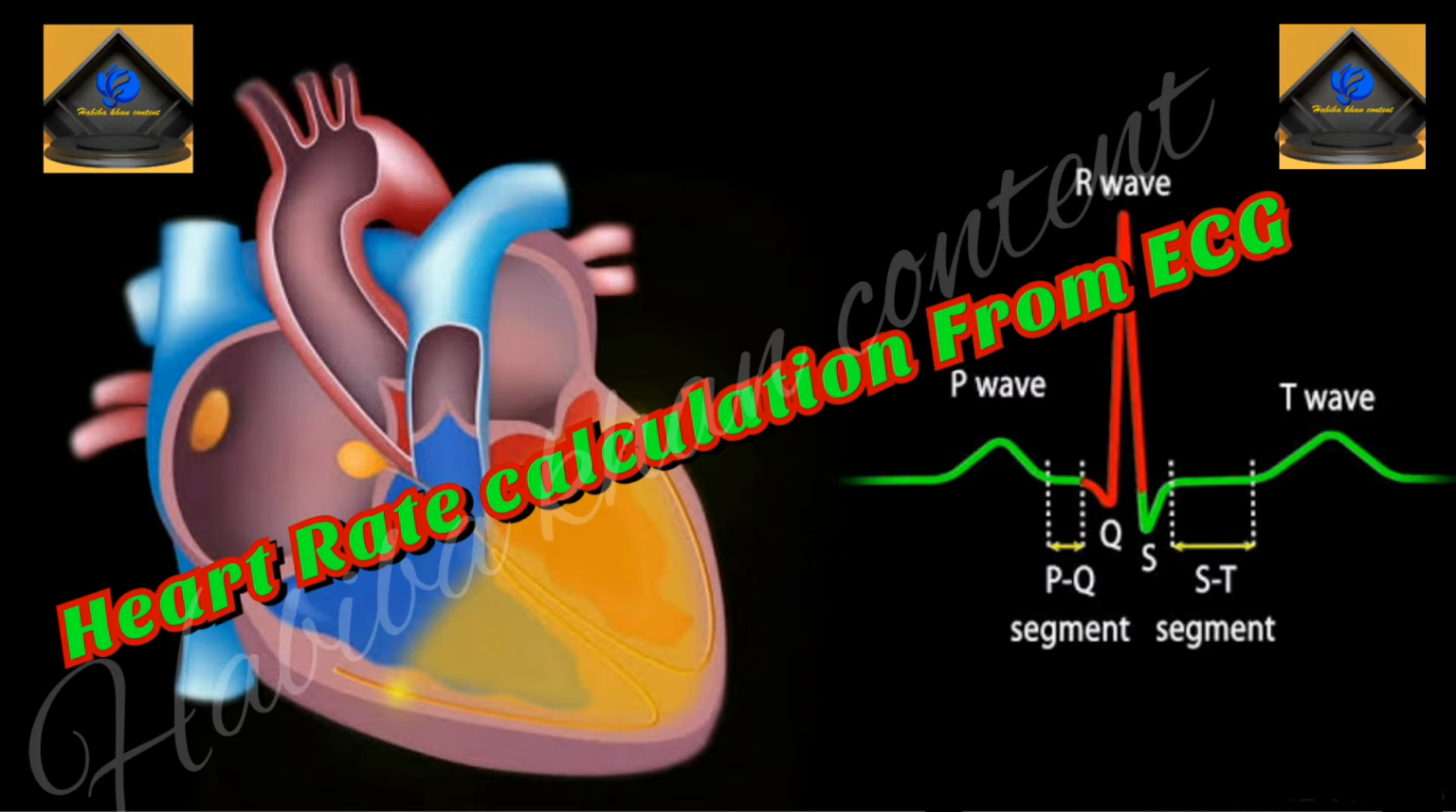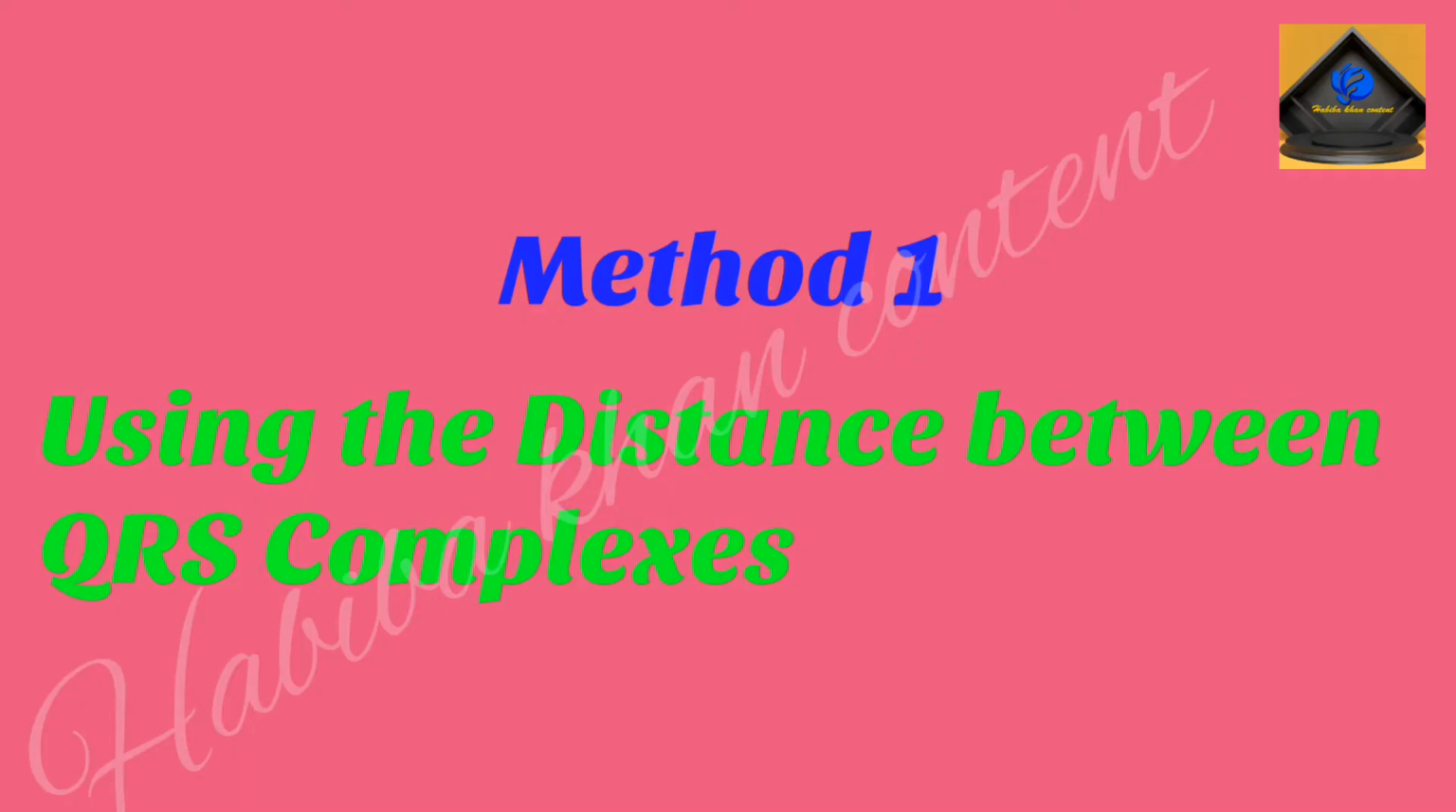This test detects the electrical activity of the heartbeat through electrodes attached to the surface of the skin. Calculating your heart rate from an ECG can help catch heart disease, heart problems, or determine your heart health. There are two methods to calculate heart rate from an ECG. The first one is using the distance between QRS complexes.